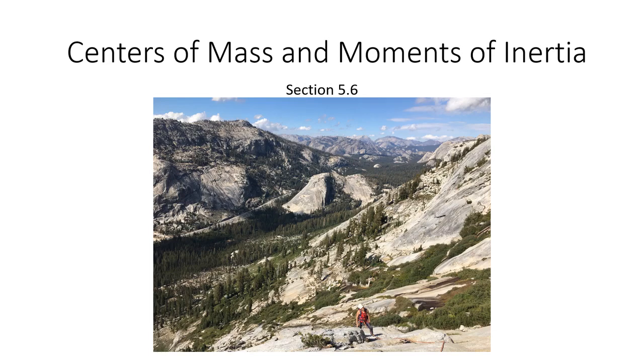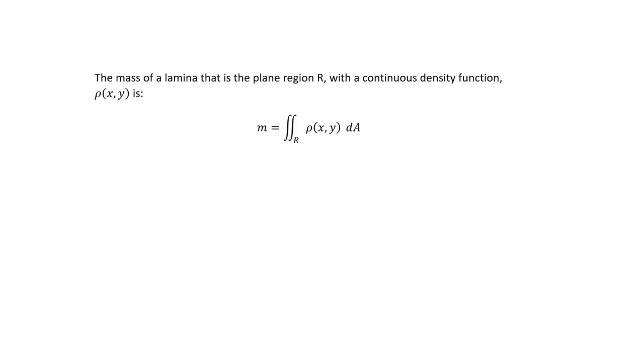In section 5.6, we're going to talk about a specific application of double integrals, and that is computing mass, center of mass, and moments of inertia. So first of all, I'm going to start by defining mass of a lamina, and that word lamina is just talking about a two-dimensional object, so you can think of it as something like a piece of paper, something that can be drawn in the plane.